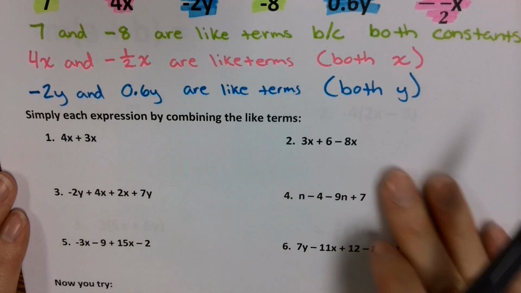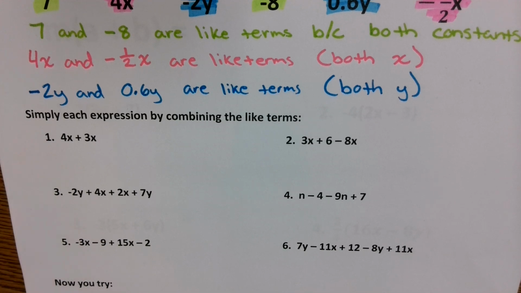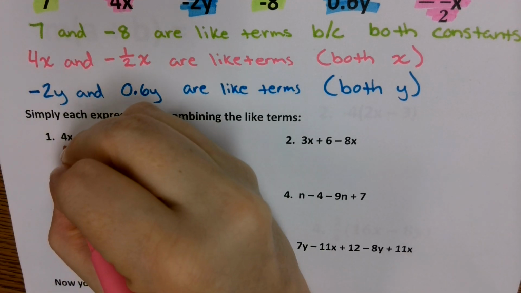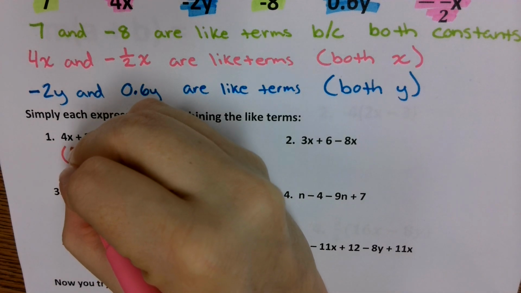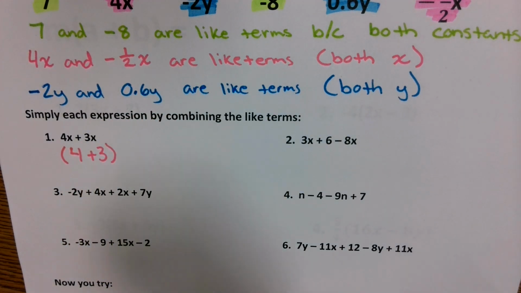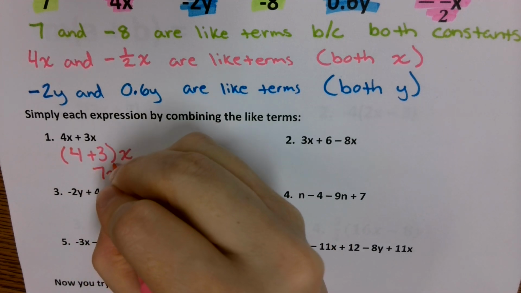All right, so what we're going to do is we're going to go through these real quickly. We're going to combine these like terms together. When you are combining like terms, you ignore the variable and you focus on the coefficients. So what I mean here, I've got 4x and 3x. I'm going to ignore the variable for the time being. I'm just going to focus on the 4 and the 3 and add those together. And at the very end, I'm going to attach my x. So what's 4 plus 3? 7. So 4x plus 3x is 7x.